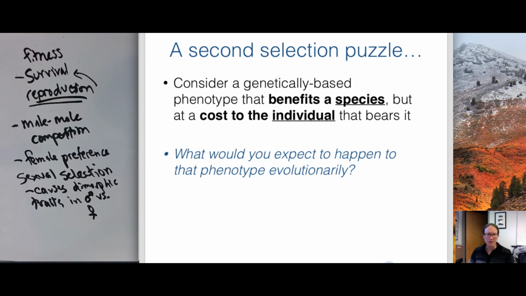Here's another selection puzzle. Let's think about a genetically based phenotype that benefits a species but has a cost to the individual that bears that phenotype. And I think this is a good point to pause the video and ask yourself, what would you expect to happen to that kind of phenotype from an evolutionary standpoint? So how is selection going to respond to that?